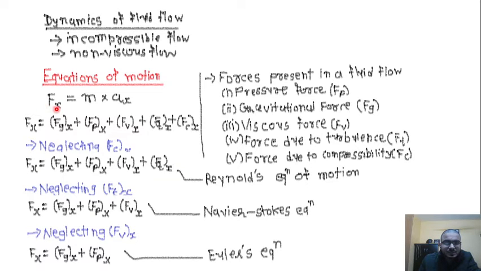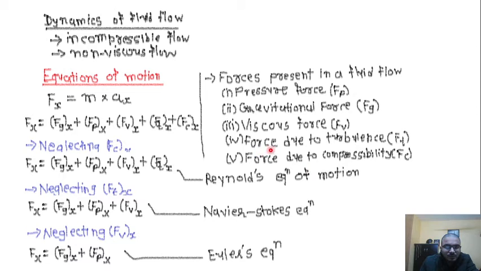Here Fx, that is the force in x direction, consists of various forces, as you can see here: pressure force, gravitational force, viscous force, force due to turbulence, force due to compressibility. Fx is the summation of all these forces, and now neglecting the force due to compressibility Fc, we are left with four forces, and this gives us Reynolds equation of motion.